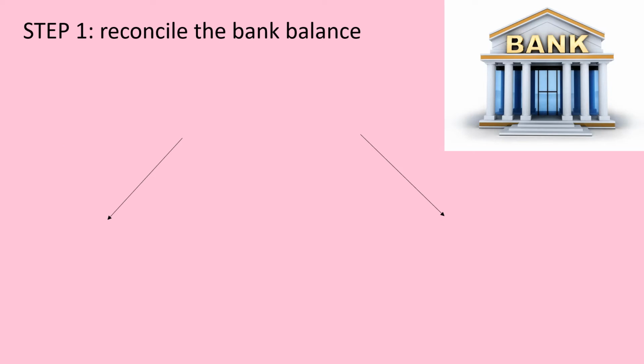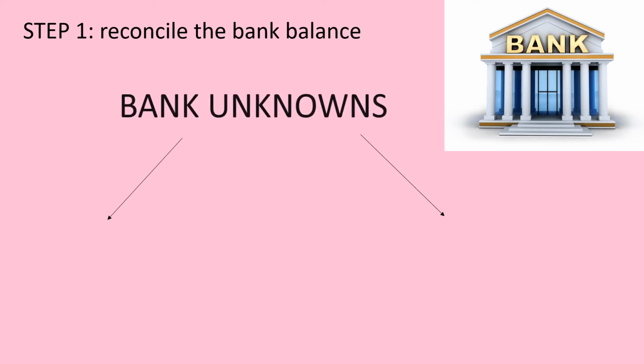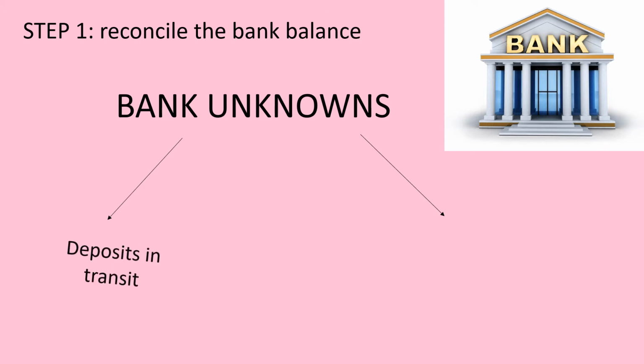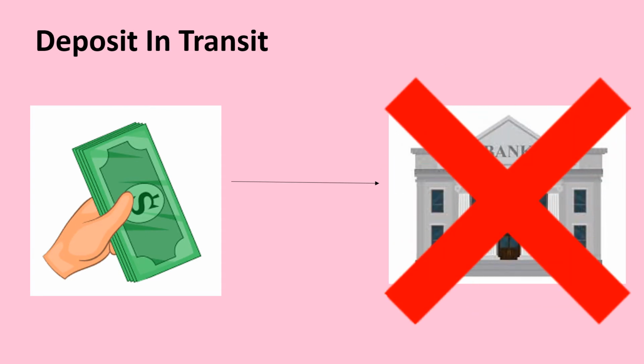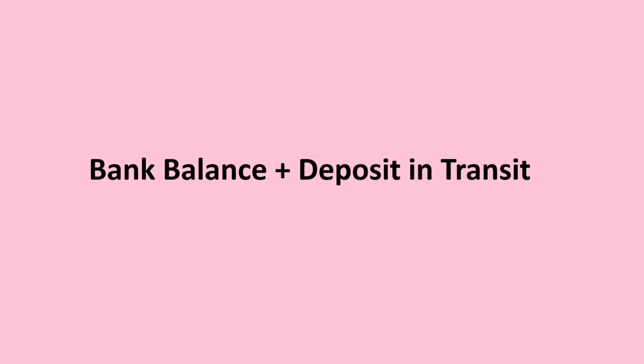Step 1 is to reconcile the bank balance. Errors in the bank balance are caused by bank unknowns, which are deposits in transit and outstanding checks. A deposit in transit is a deposit that has been made by the business, however has not yet been processed and posted to the bank statement. Therefore, deposits in transit must be added to the bank balance on the bank reconciliation.